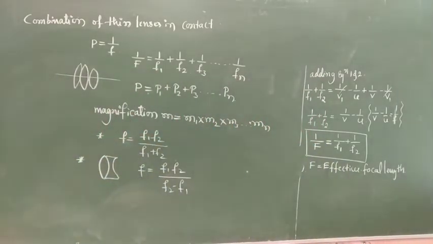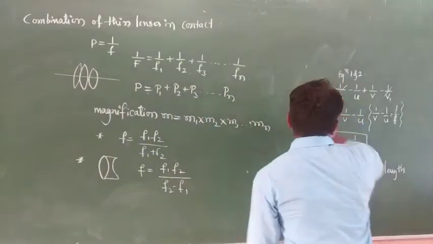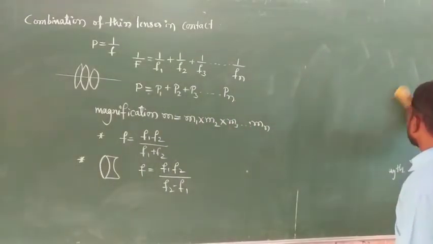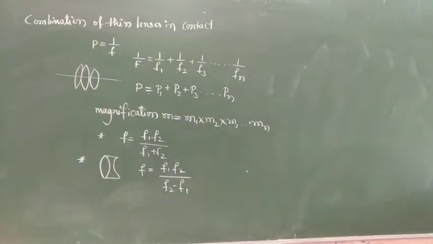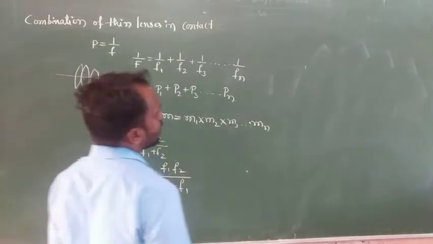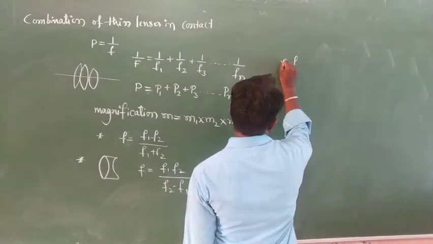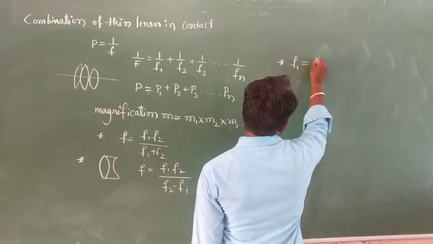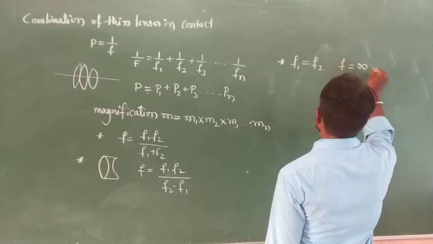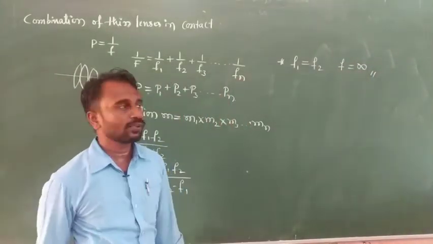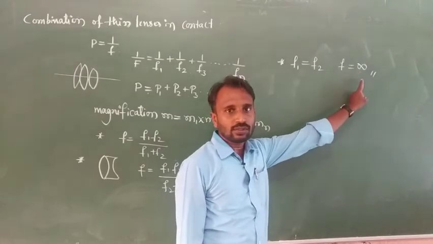And next, suppose F1 is equal to F2. We consider this condition: F1 is equal to F2, which means the two lenses have the same focal length. Then what happens? The effective focal length value F is infinity.